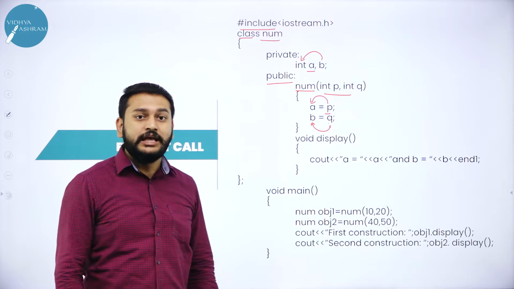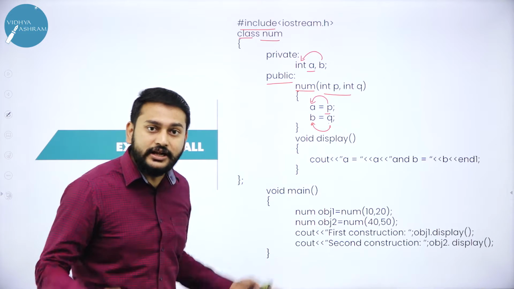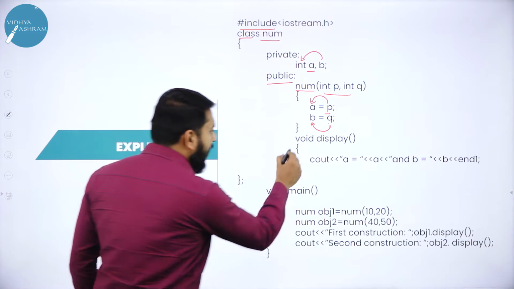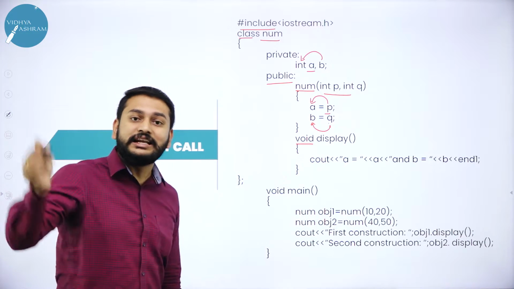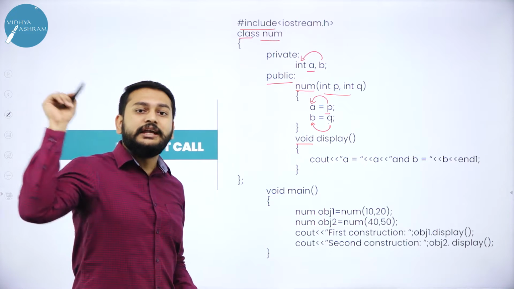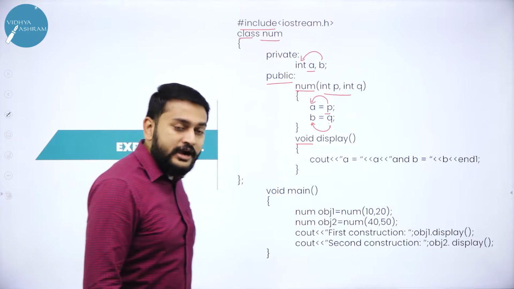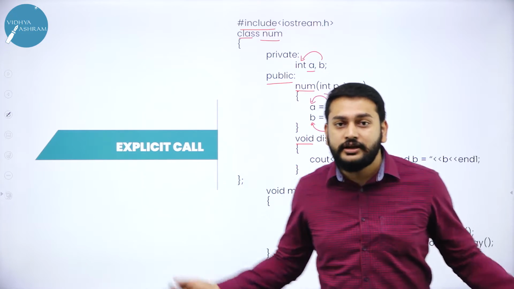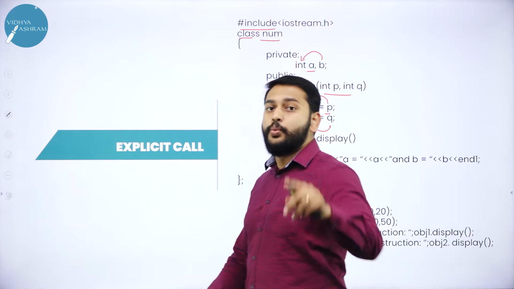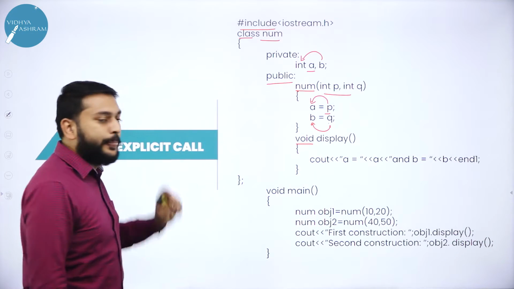What do I have next? I have one more function. Is it a constructor? Let me clarify. I have void. Void in the sense what? It is a return type. So my condition fails here for the constructor. It is not a constructor. It is a normal function which is defined inside the class.